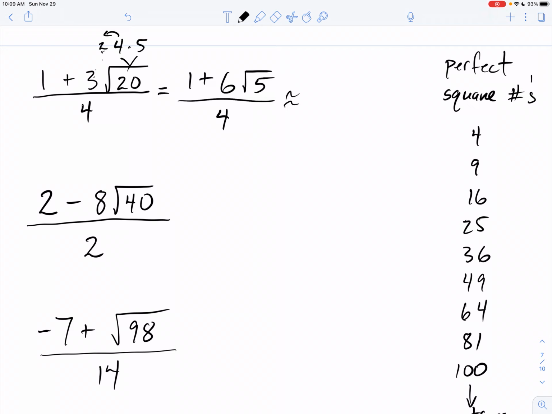Let's take a look at this guy. 40 is a big number. But you know what? The only thing that goes into 40 from my list of perfect squares is 4.